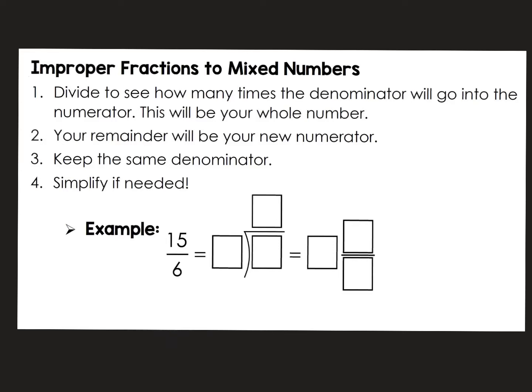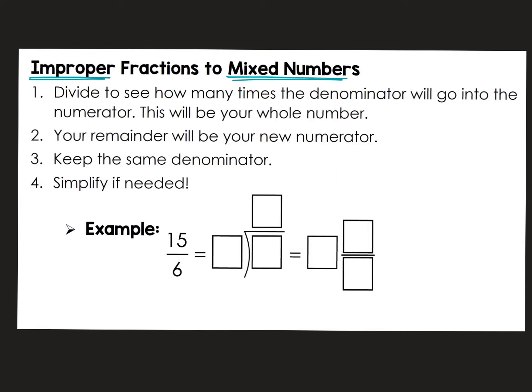All right, so we have been talking about finding equivalent fractions, and today we're going to look a little bit more closely at finding equivalent fractions when they're in improper form and changing them to what we call a mixed number. A mixed number is a whole number plus a fraction or a whole number and a decimal.